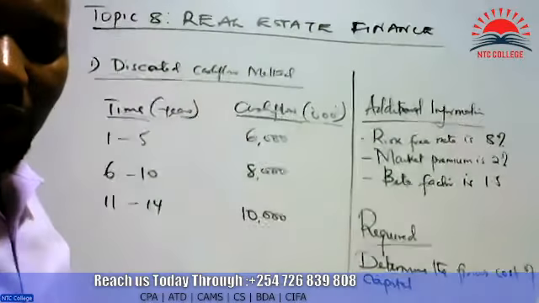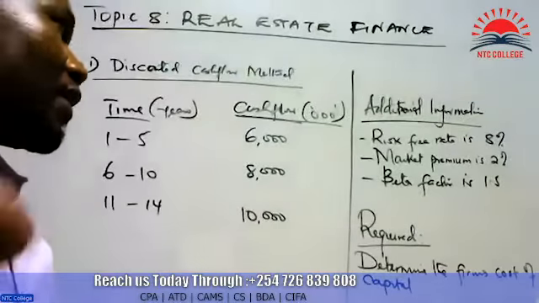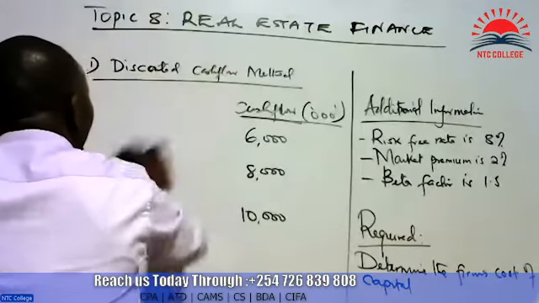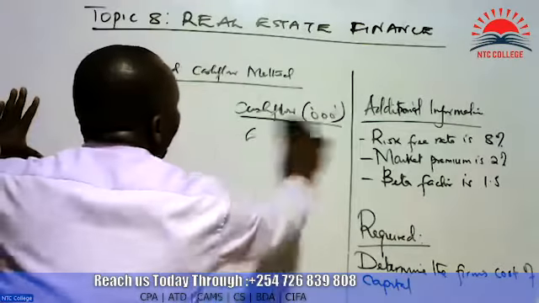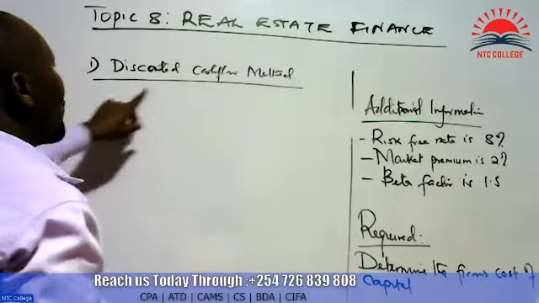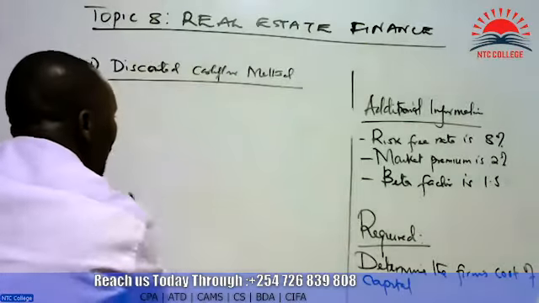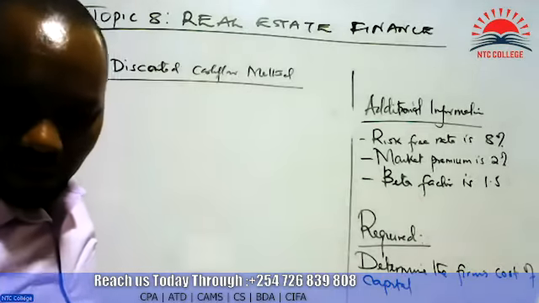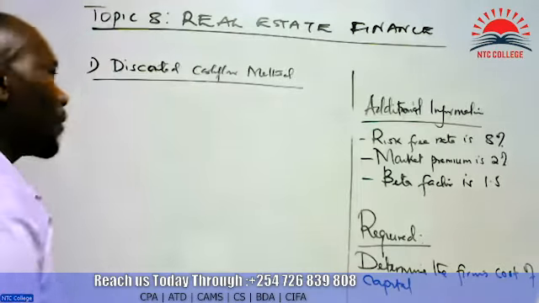So the first one, the cost of capital, and then the second one, the value of the apartment. So you have to get the cost of capital first, so that you can now use it. When you get the cost of capital, you can use it to discount the cash flow and get the value of the apartment. So that's why the first question is asking you to give the cost of capital.